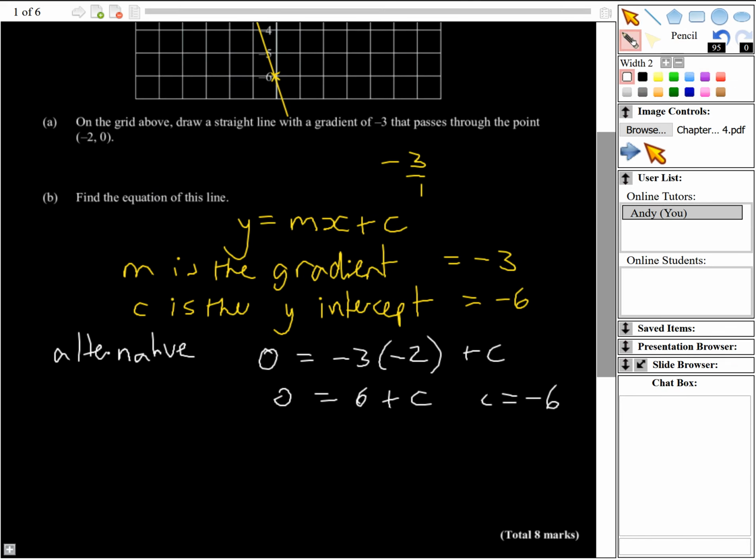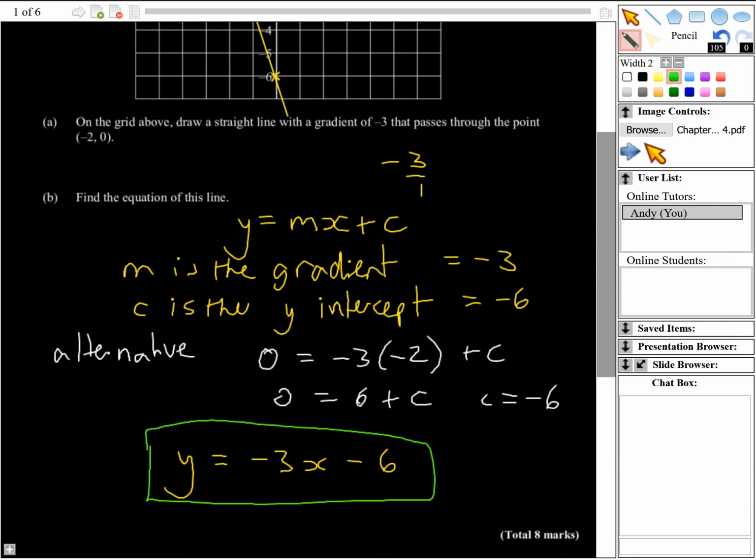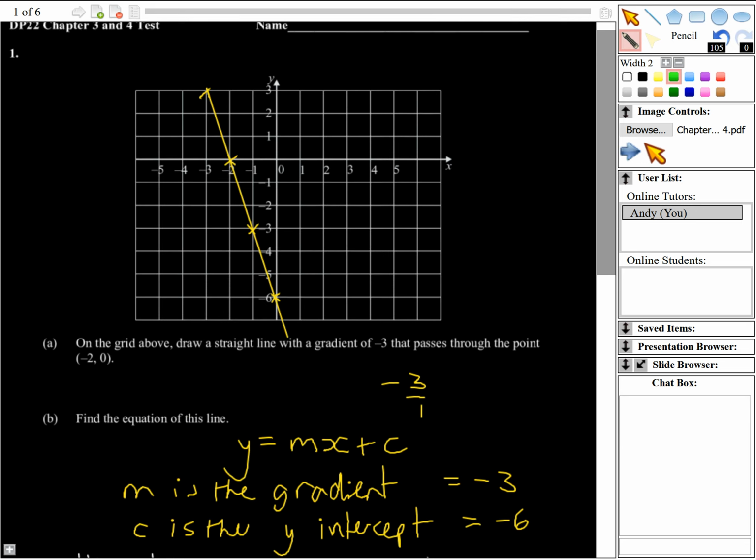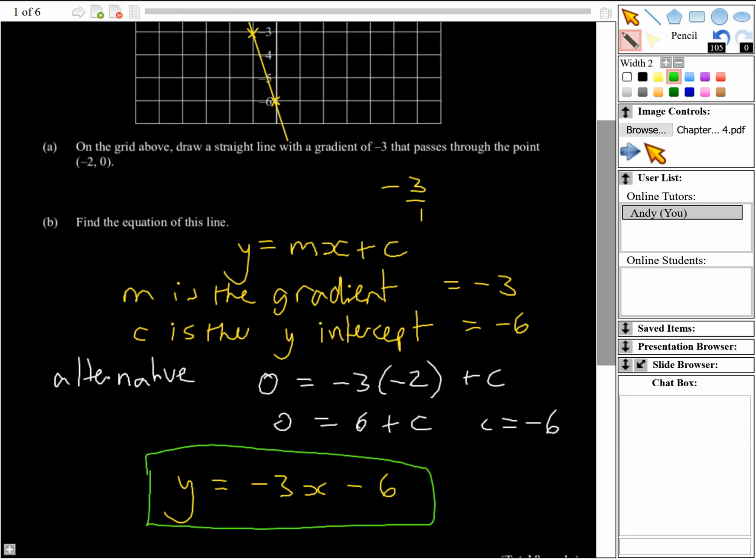So then all we need to do is just state the equation. So the equation is y is equal to -3x minus 6. If you write that, okay, that will be the answer to that part of the question. And draw the line on there. That would give you a grand total of 8 marks.